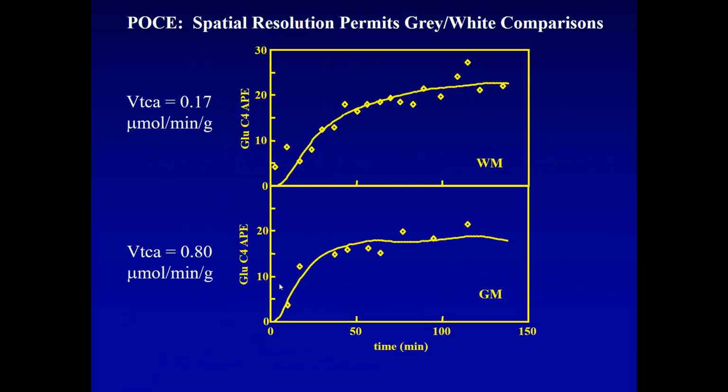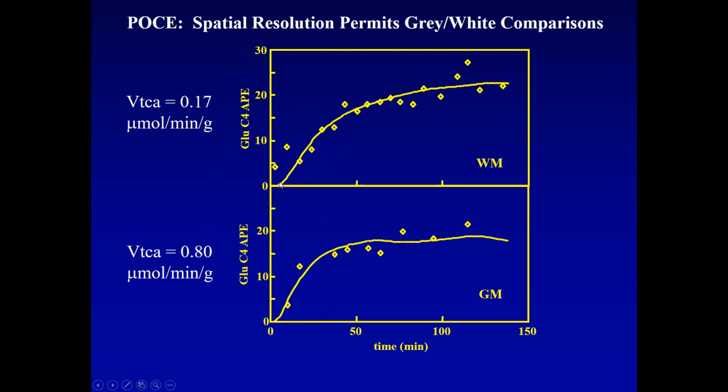And the spatial resolution is high enough that we can actually do gray and white comparisons now. With the 140 cc volume or 90 cc volume, that would be very difficult. With a 20 cc volume or 22 cc volume, we can now look at regions of mostly gray matter. This was about 60% gray matter and mostly white matter. This was about 60% gray matter. This was about 60% white matter.